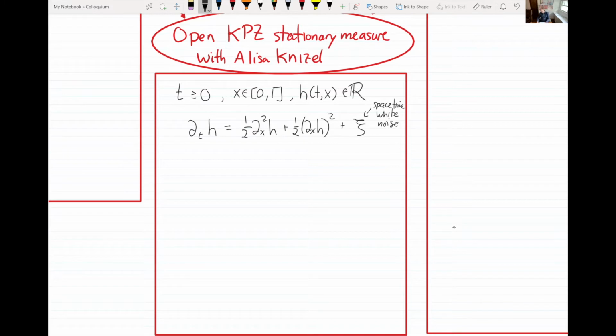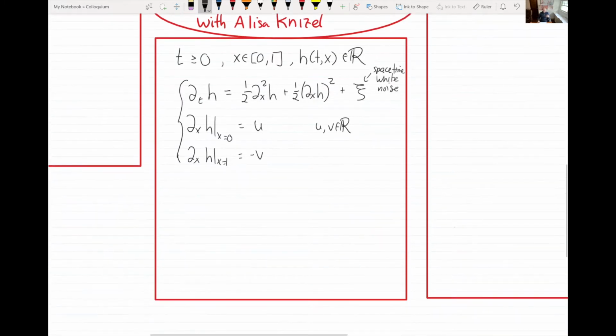Now, because we're dealing in a finite interval, we also need to impose boundary conditions. And the boundary conditions will be imposed at 0, and they'll be imposed at 1. And so I'll just take what are called Neumann boundary conditions. And there's a reason I put a minus sign, but let's not worry. So this is for every value of u and v. So we take u and v to be in R. This should define an equation, an evolution. And it'll be somehow a function of the white noise, and it will give you a spatially evolving system.